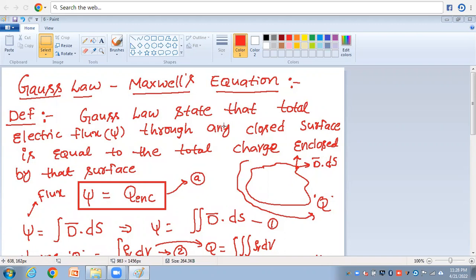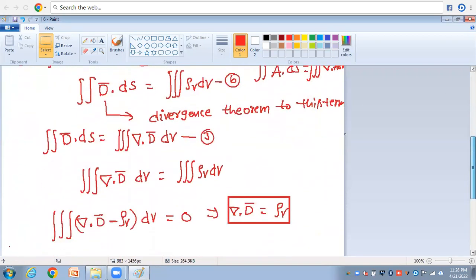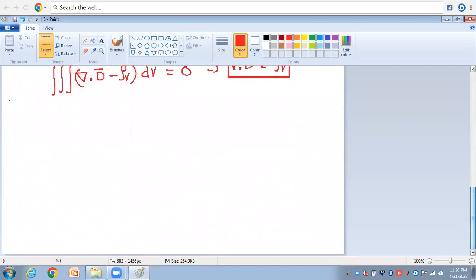Last class I discussed Gauss law, Maxwell's first equation, that is del dot D bar equal to rho v. In this class I would like to discuss applications of the Gauss law. The applications are discussed in four types: the point charge, infinite line charge, infinite sheet charge, and uniformly charged sphere. I will write one by one.